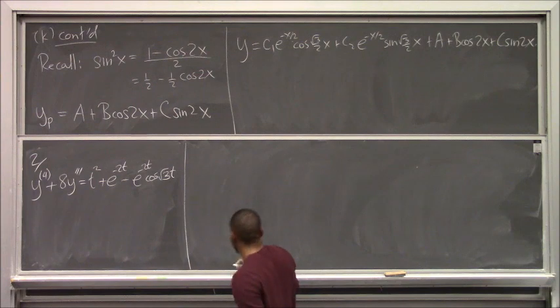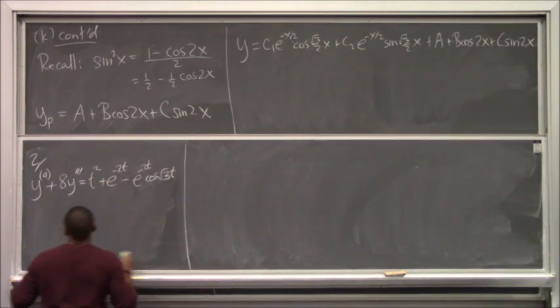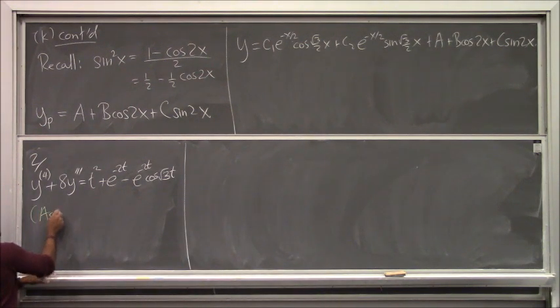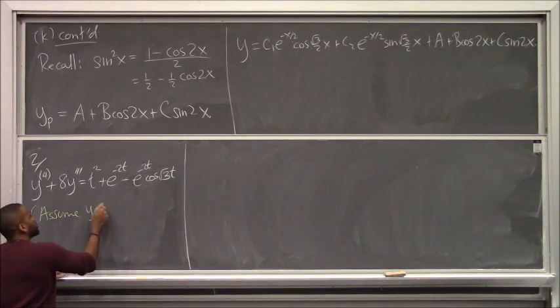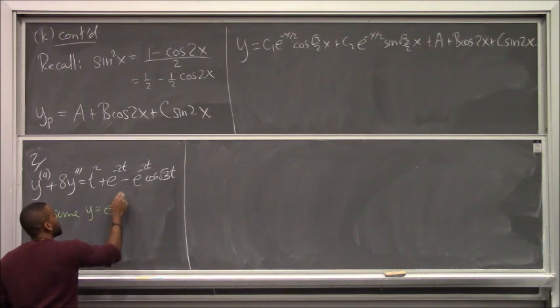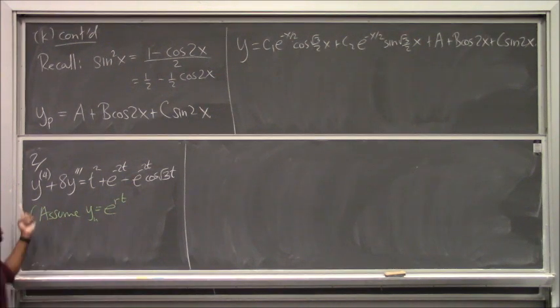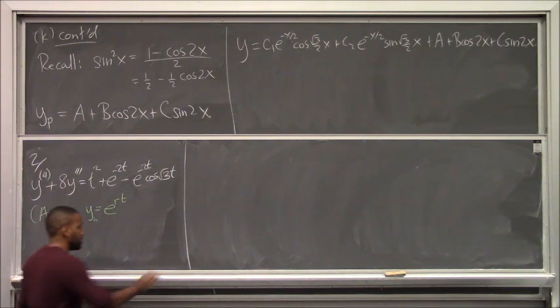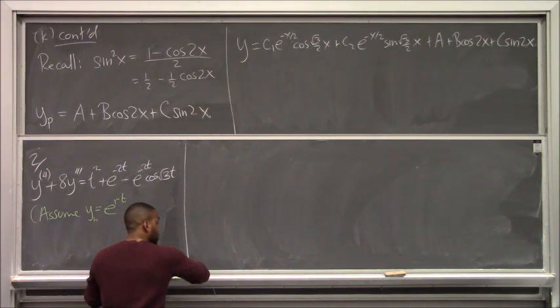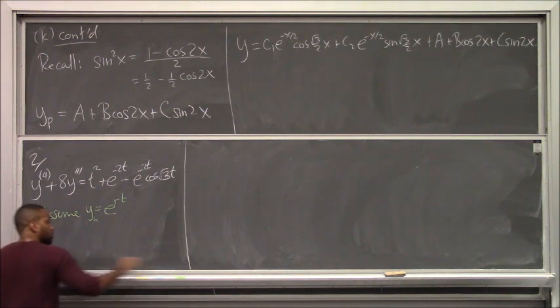So we would still, even though we wouldn't write it down, assume your y is going to be some function of e to the rt, and you'll plug it in and get a polynomial here. It's just that now the degree of the polynomial is going to be the same as the order of the differential equation.